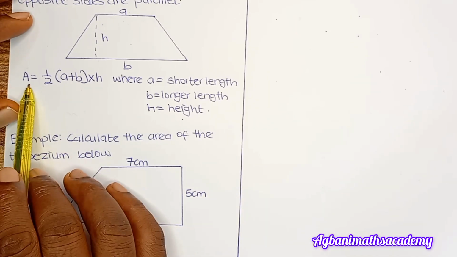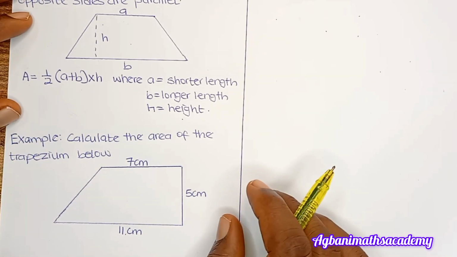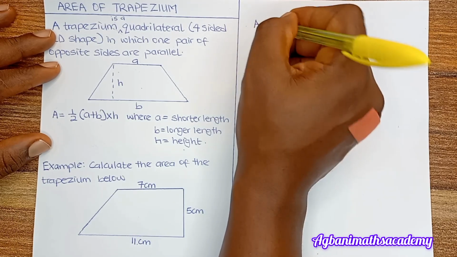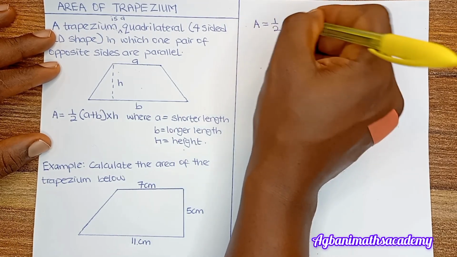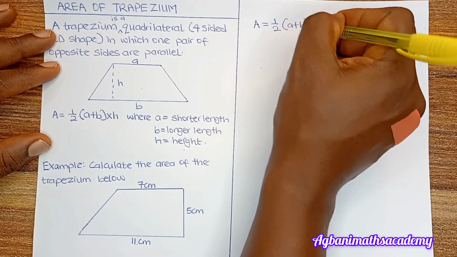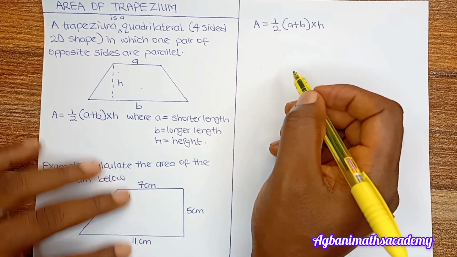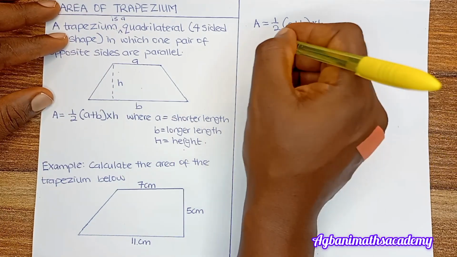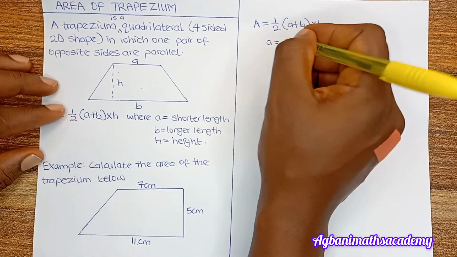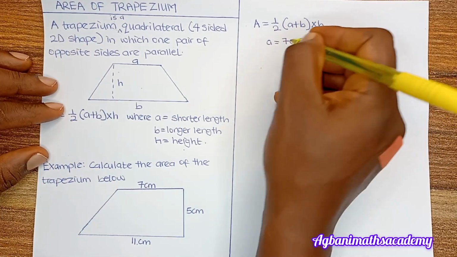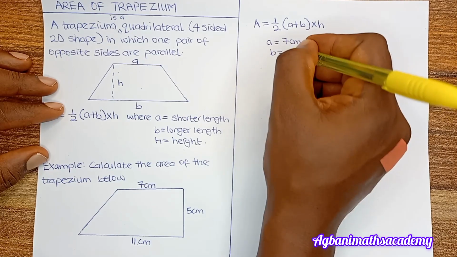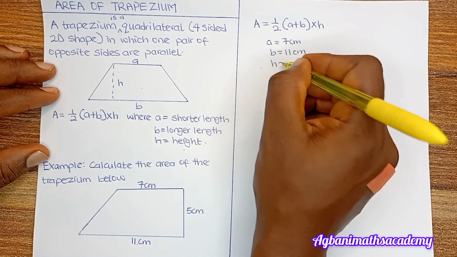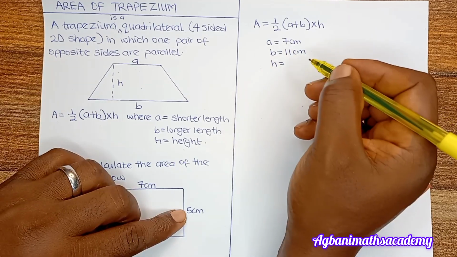So using this formula, we are going to solve the area. We know that area is equal to half A plus B times height. From the shape we have here, what is our A? Remember, A is the shorter length. So A is equal to 7 centimeters. Our B is the longer length. Therefore, B is equal to 11 centimeters. And our H is the height, which is 5 centimeters.